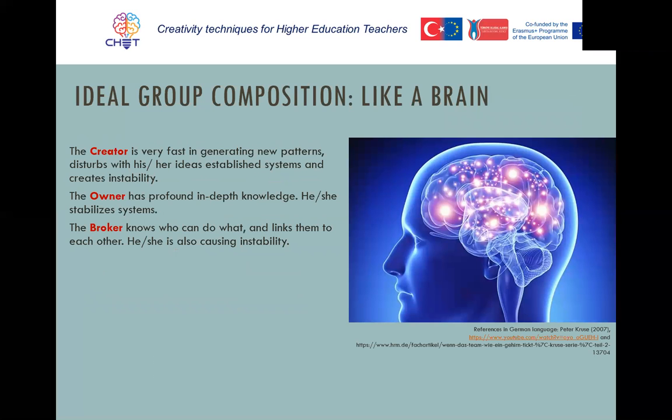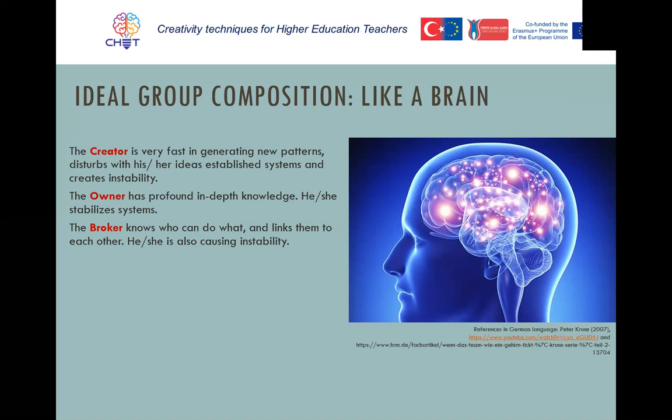There are psychological theories that say to be really creative, you have to make up a group which works like a brain. And there you need people with 3 different roles. The creator, who is very fast in generating new patterns, new ideas, people who come up with new ideas just like this, right? People who always come up with new ideas.